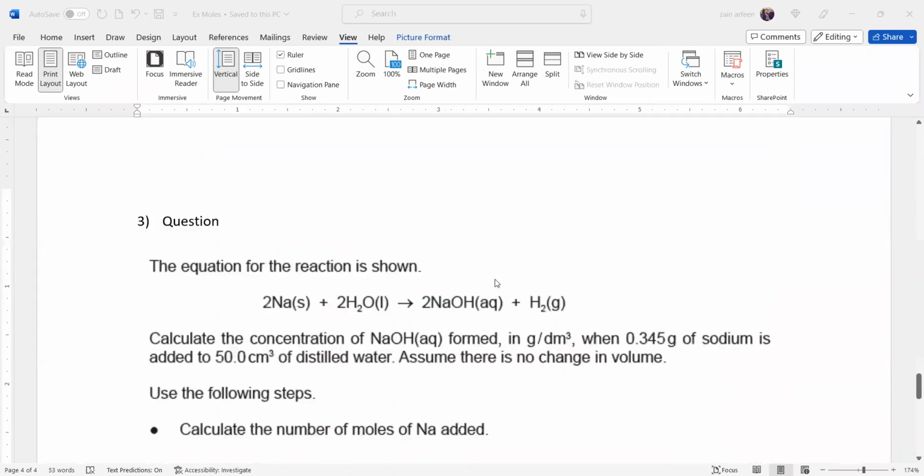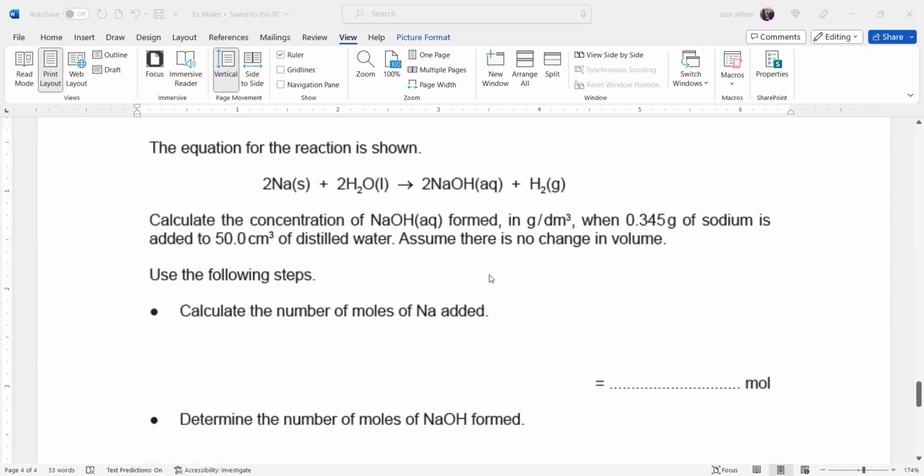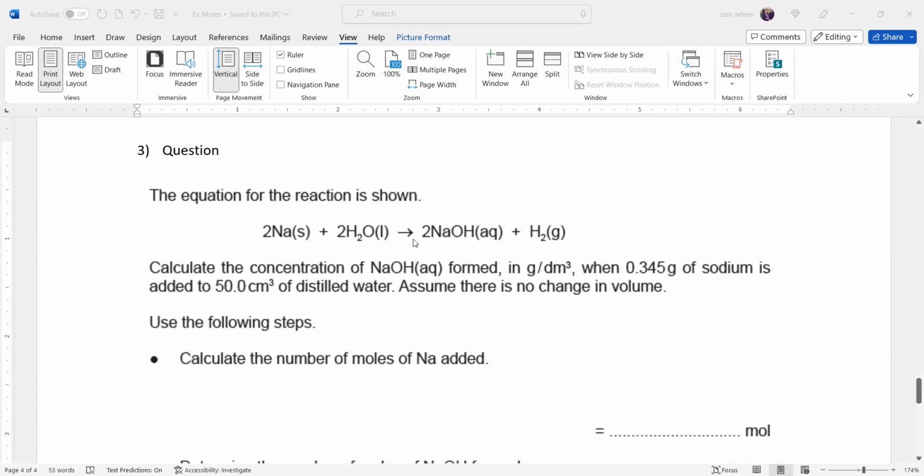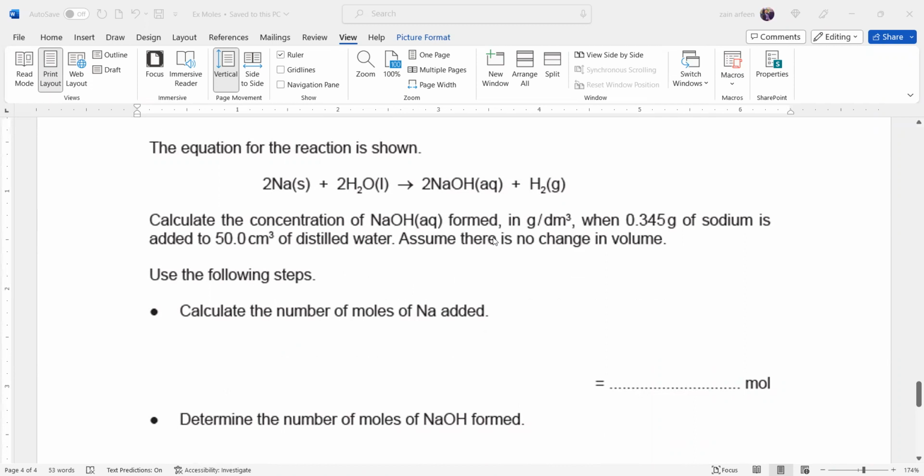So this is question 3, which is related to the moles exercise. The equation for the reaction is shown: sodium reacts with water to produce sodium hydroxide plus hydrogen gas. Calculate the concentration of sodium hydroxide in grams per decimeter cube when 0.345 grams of sodium is added to 50 cm cube of distilled water. Assume that there is no change in volume, and use the following steps.